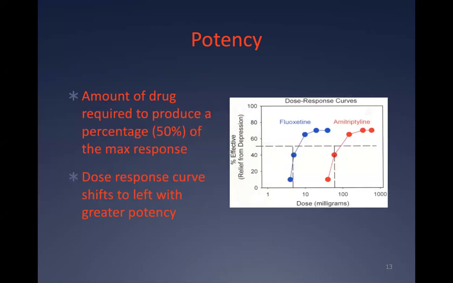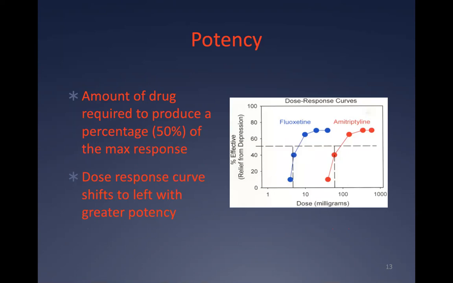So here's a good example of it. When we look at the response, we can use a number of things for responses. In this case, on this dose response curve, we're using relief from depression. In this particular experiment, the dotted line is representing the ED50, okay? In this case, fluoxetine seems to be a more potent drug than amitriptyline, okay? So I can say that fluoxetine is more potent than amitriptyline in this example, or another way I could put it is amitriptyline is less potent than fluoxetine.